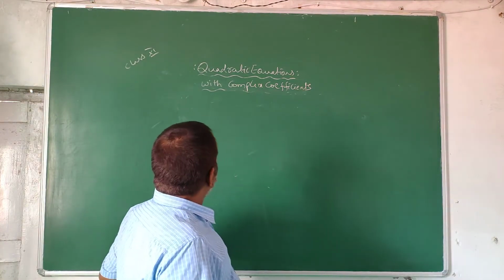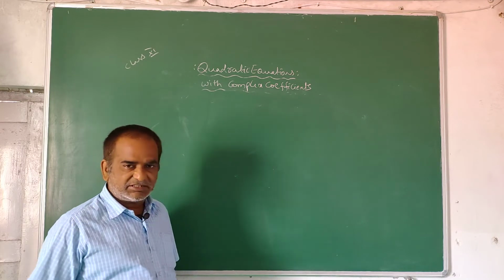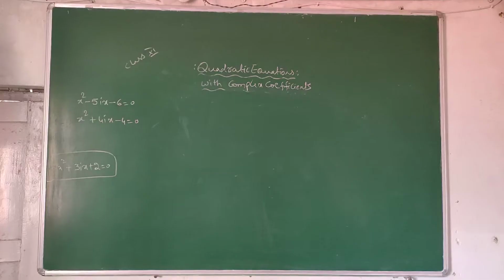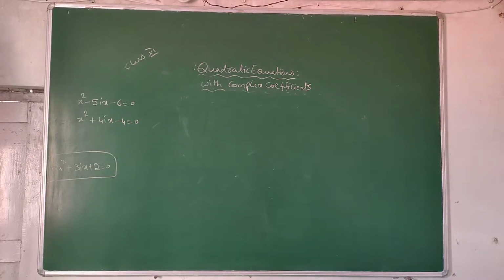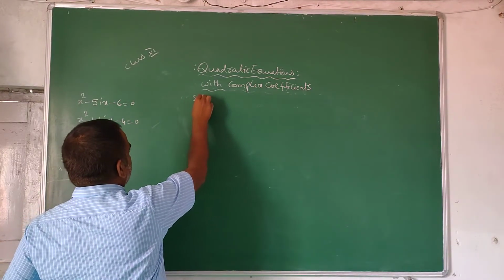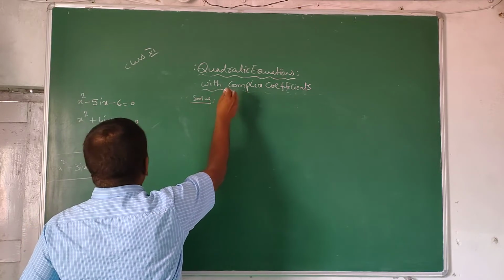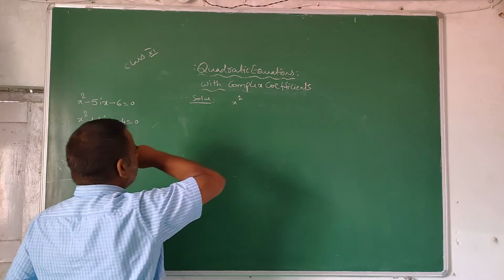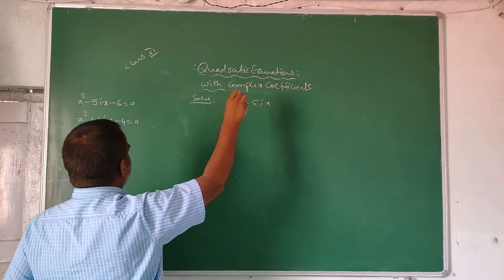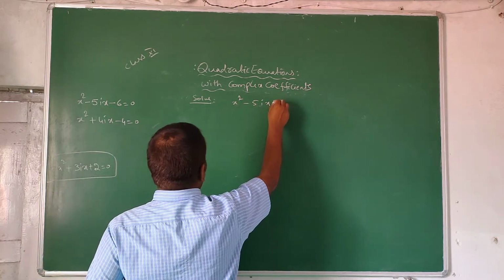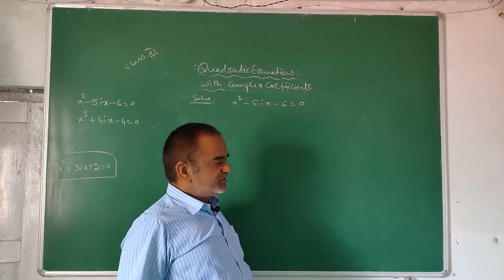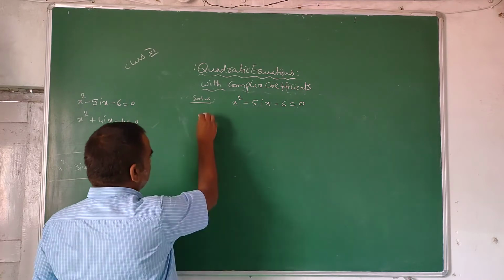Dear students, now quadratic equations with complex coefficients. We are going to solve the quadratic equations with complex coefficients again in two methods, factorization and formula method. So first we are going for the factorization method. Solve x square minus 5ix minus 6 is equal to 0 using the factorization method.